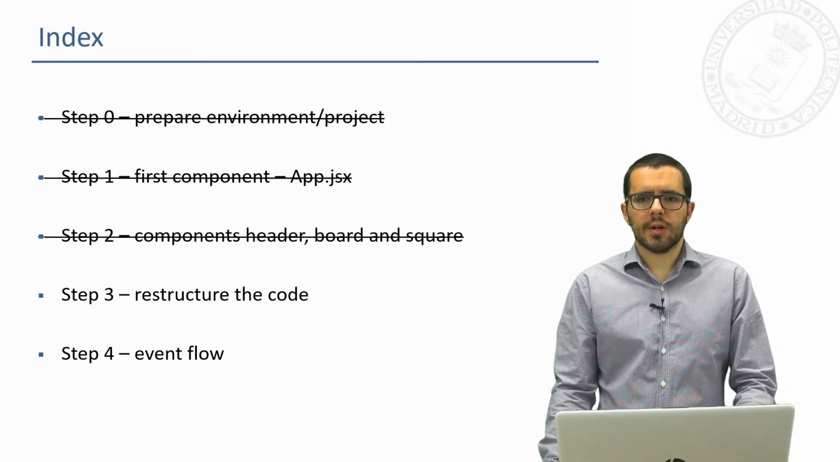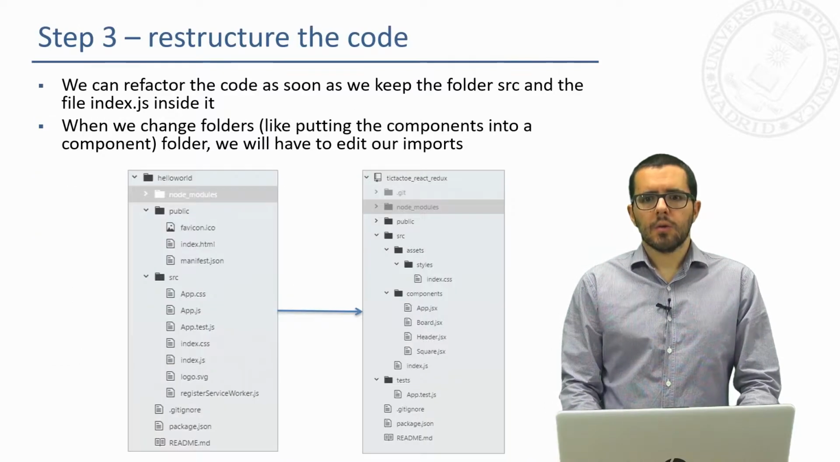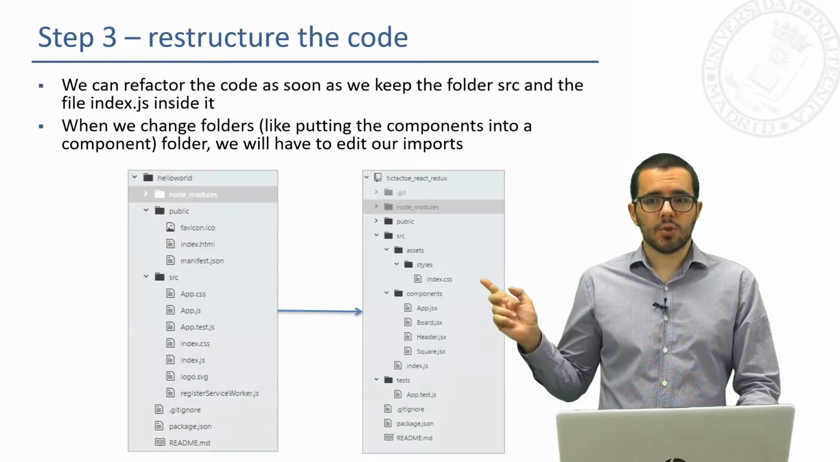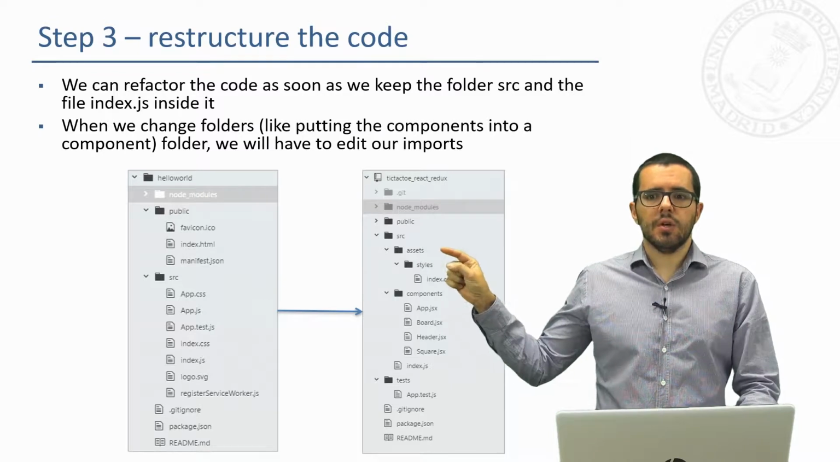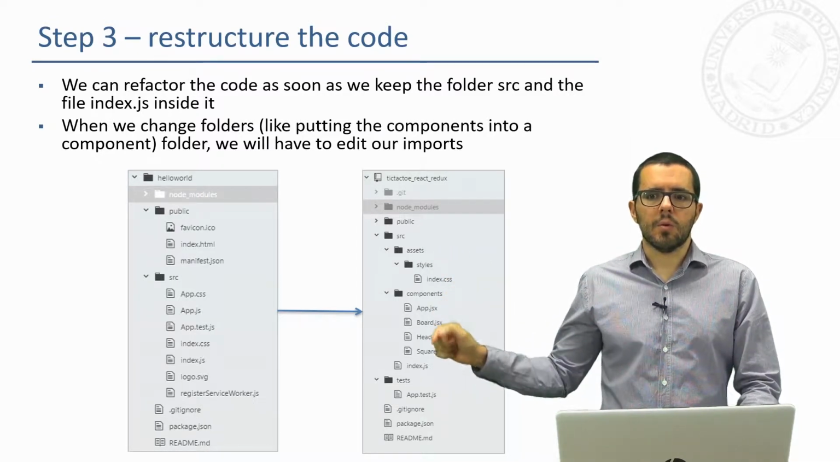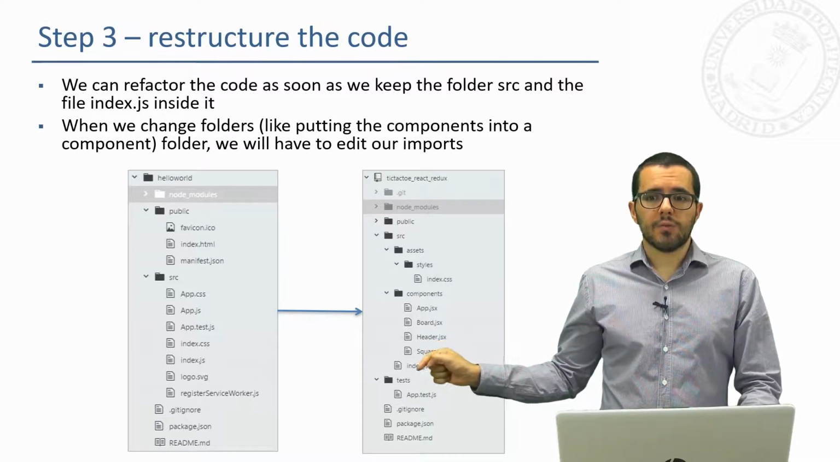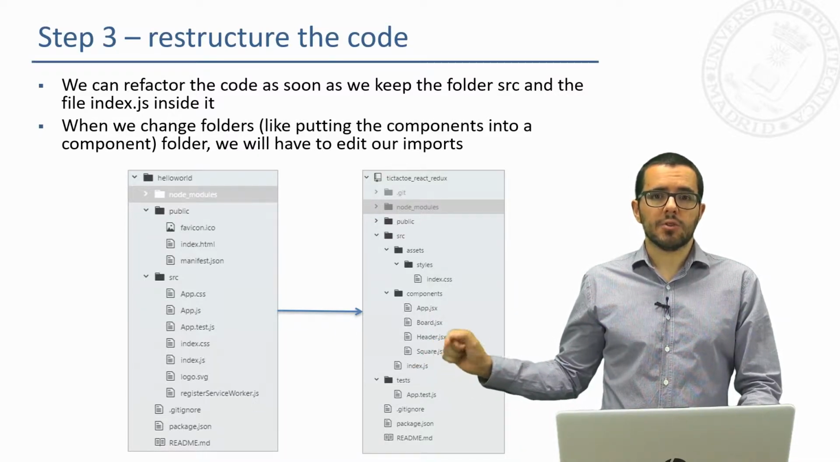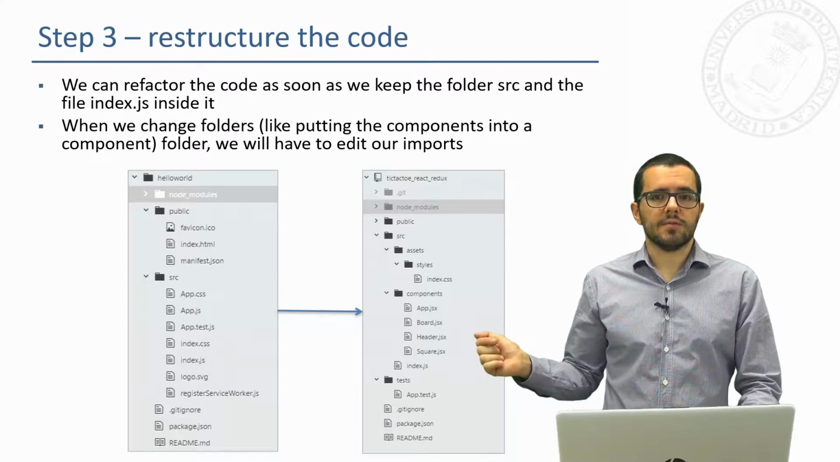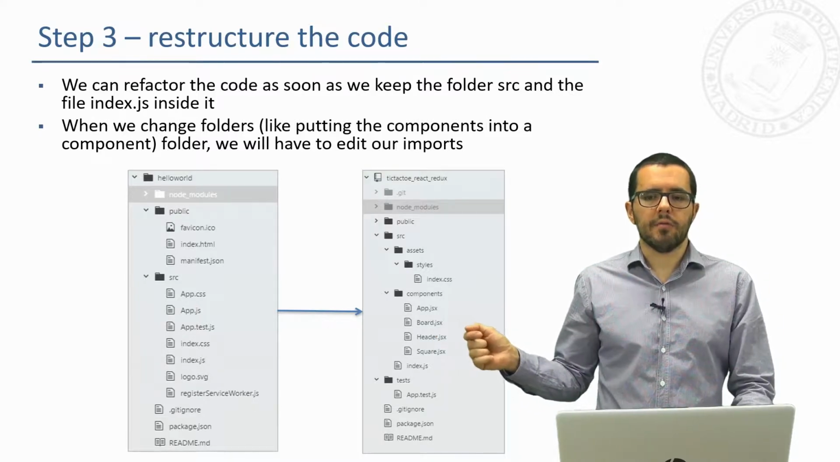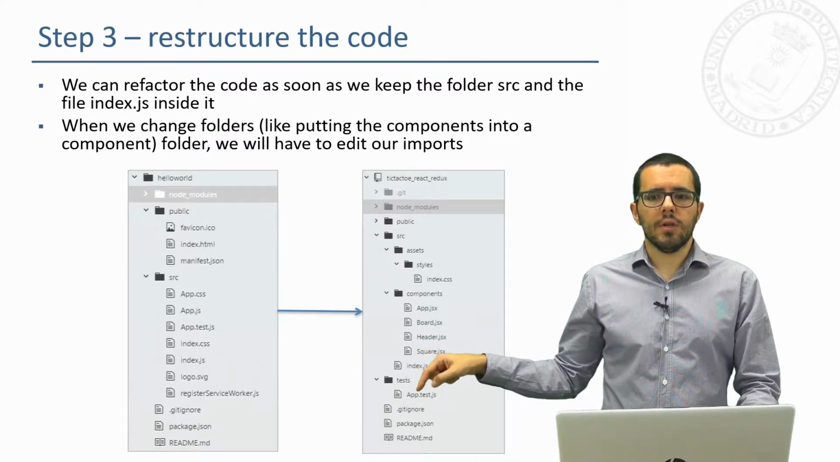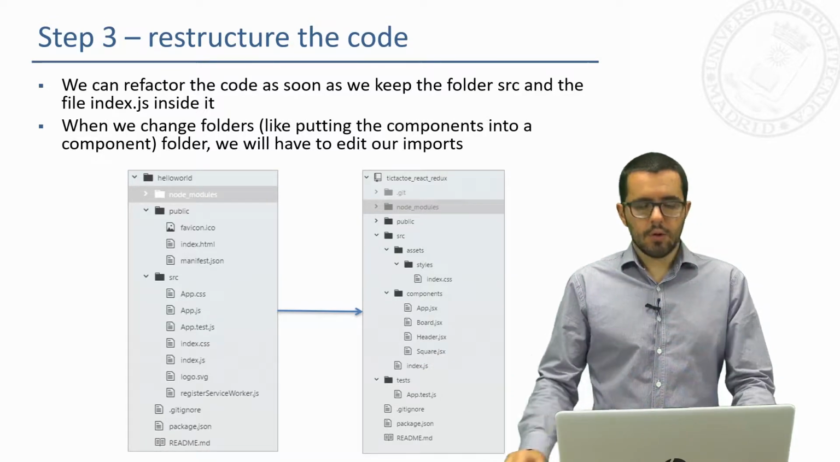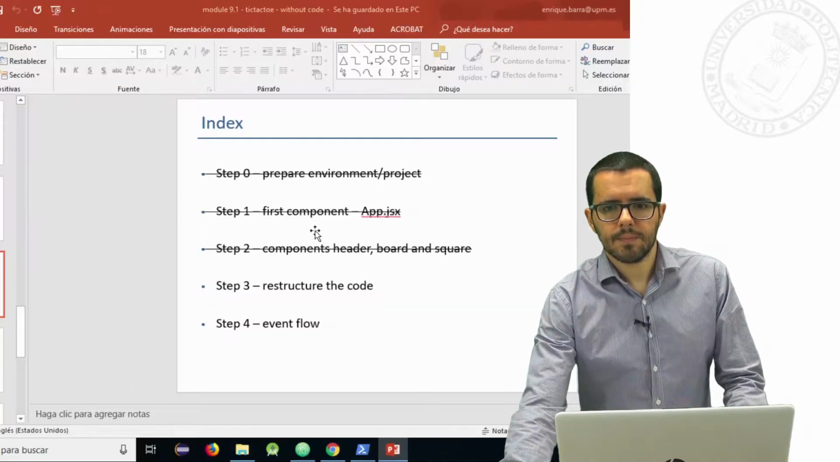We are going now to restructure our code. We are going to pass from everything inside the source folder to this kind of a structure. An assets folder with styles inside, components with all the components inside. We will have to keep index.js because Webpack says that the application starts from there and we don't want to modify the Webpack configuration, and a tests folder with the tests inside. Okay, let's code it.